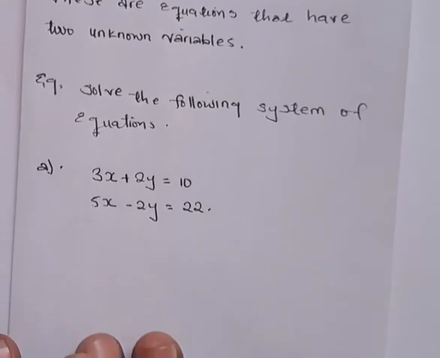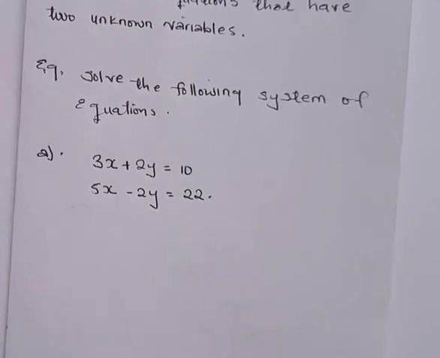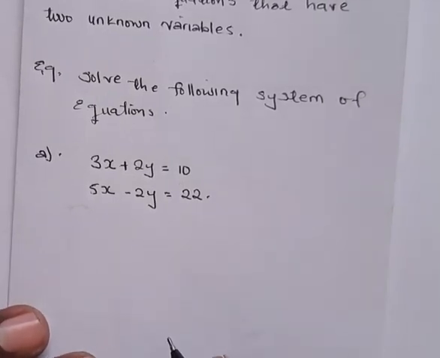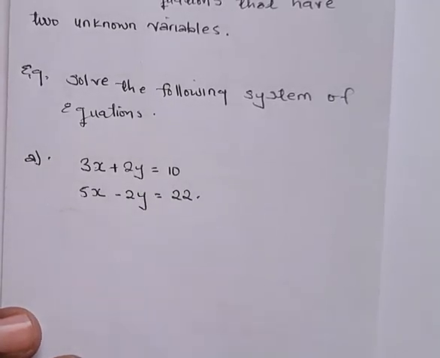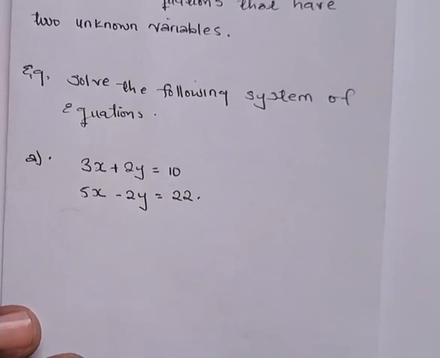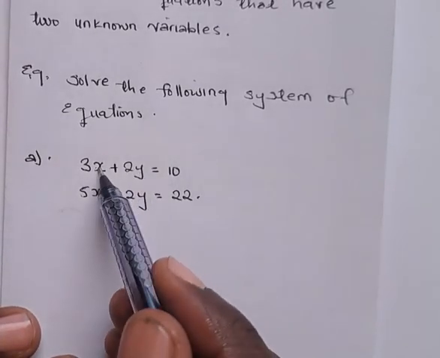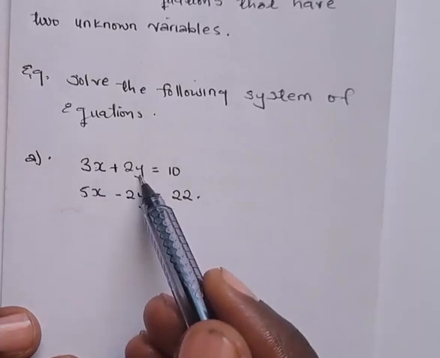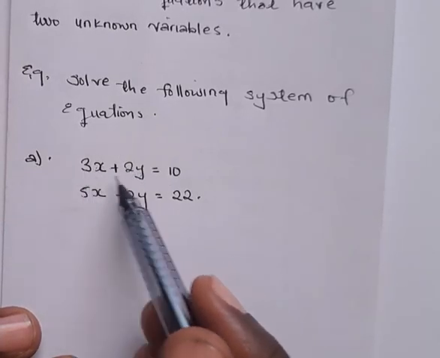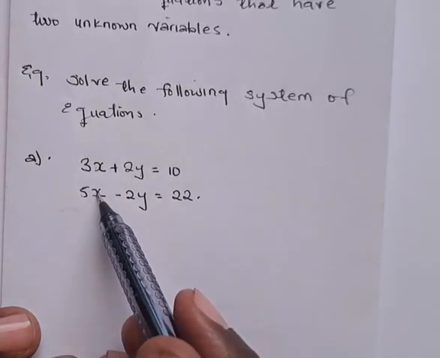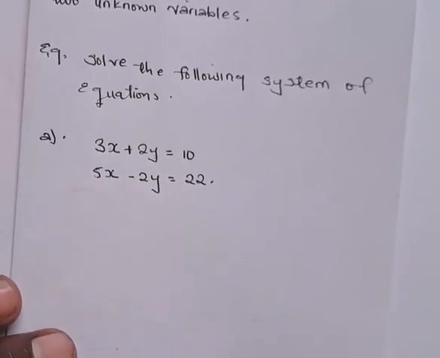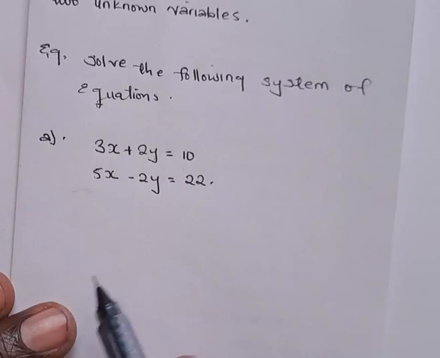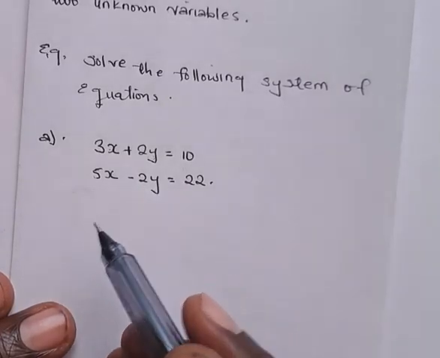So let us look at this example. It says solve the following system of equations. These are known as a system of simultaneous equations, meaning solving for the values of x and y. I have to find the value of x and y which will make this side equal to 10. And in the second equation, the value of x and y that will make this one equal to 22.